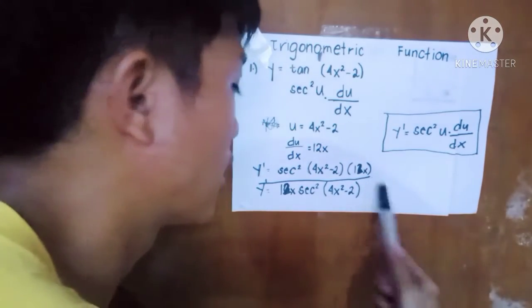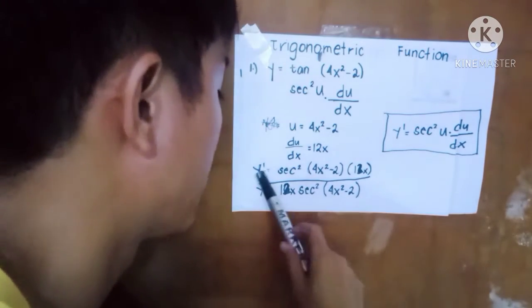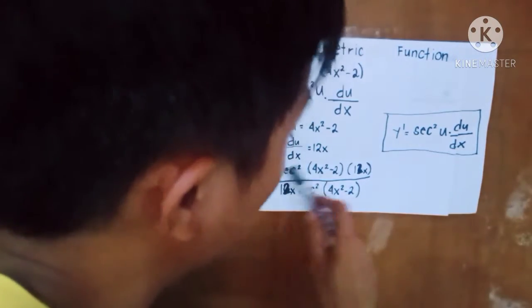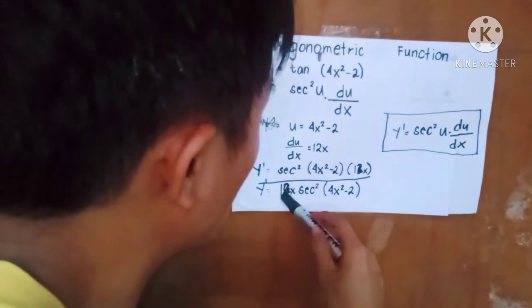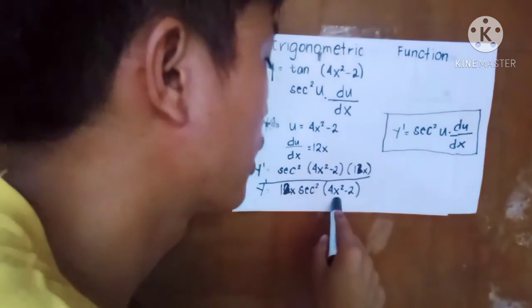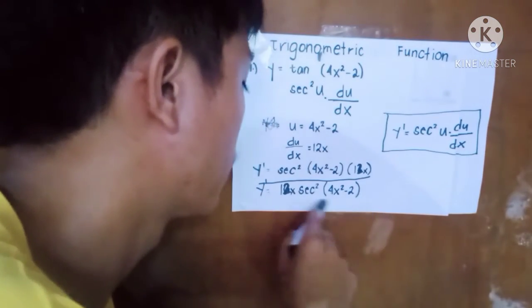Pero, gagawin pa natin siya sa standard form. So, y prime is equal to 12x. Ilalagay natin to dito. Sunod, secant squared. Then, last na ilalagay natin is yung value ng u, which is 4x squared minus 2. So, ito na yung standard form.